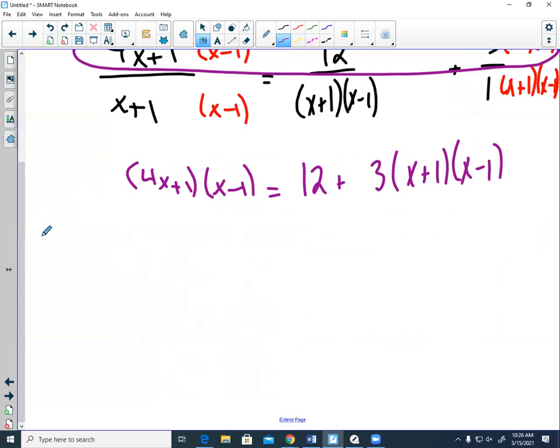All right? So I'm going to distribute the first one. 4x times x is 4x squared. 4x times negative 1 is negative 4x. 1 times x is positive x. And then 1 times negative 1 is negative 1.